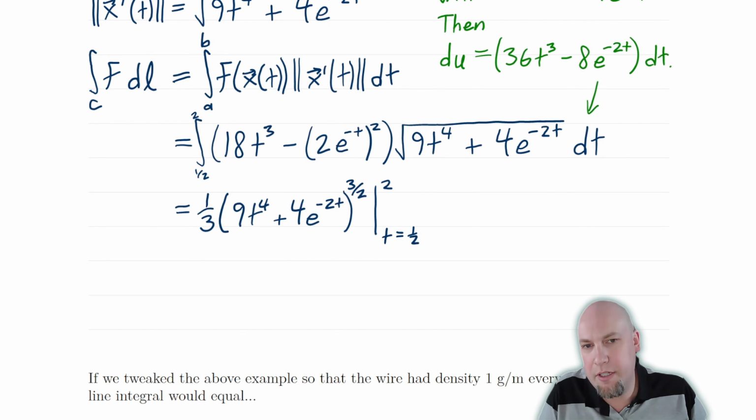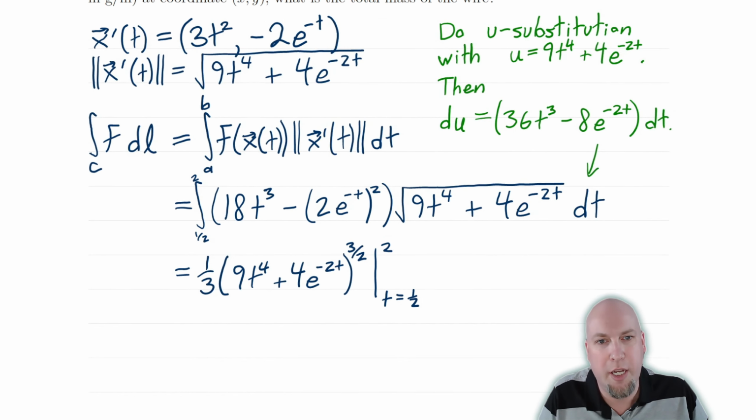But again, you can do this integral via u substitution. You just say the stuff on the inside of the square root, that's my u. And then my du is the derivative of this dt, which you'll notice is just double this stuff over here.